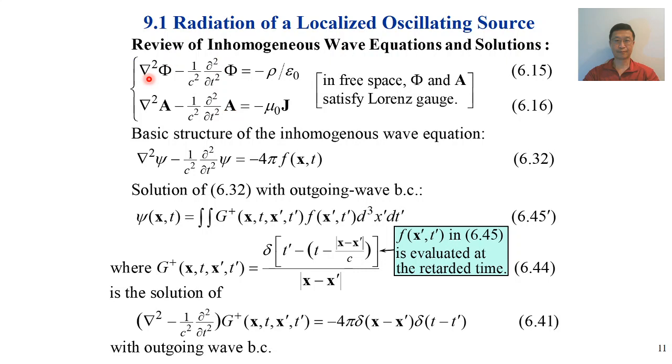So this equation is inhomogeneous because we have a source term here. So the wave equation is inhomogeneous. And the solutions, what is the solution for this source? We can simplify into the basic structure of inhomogeneous wave equations. It looks like this one. And we already discussed the solution of this one before, actually in chapter 6 and the previous lecture. So you can check page 1 to page 10.